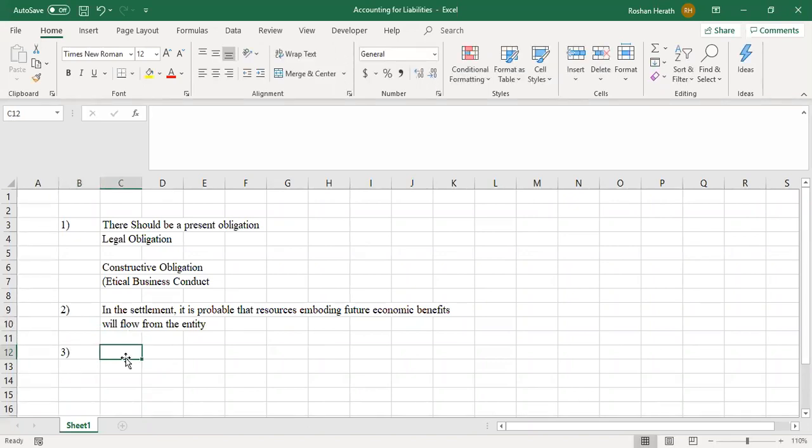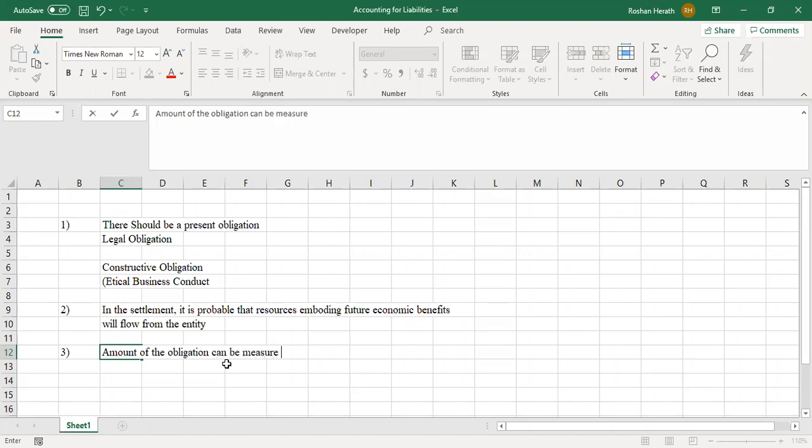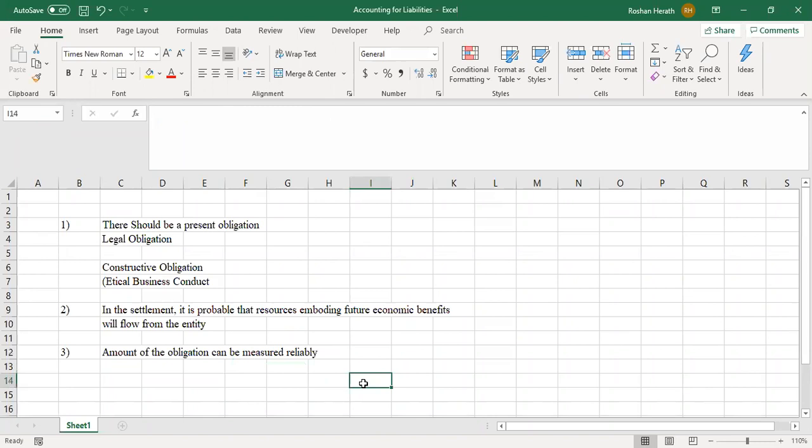Then the third one is about the reliability criterion. We call it that the amount of the obligation, or the value of the obligation, can be estimated reliably. The obligation can be measured reliably. So that is the third condition.